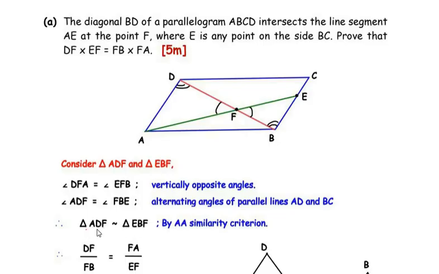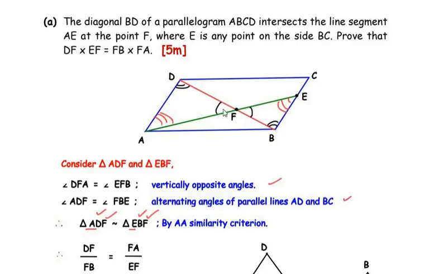That is, in the first place, angle A will be equal to angle E. Again, alternating angles of the parallel lines. Angle D will be equal to angle B. Again, alternating angles of the parallel lines. And finally, angle F is equal to angle F, that is, vertically opposite angles. So make sure that whenever you are writing two triangles are similar, you place them in the proper positions. So here we have written by angle-angle similarity criterion, we can say that these two triangles are similar.